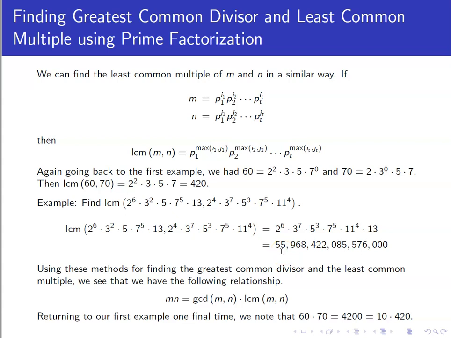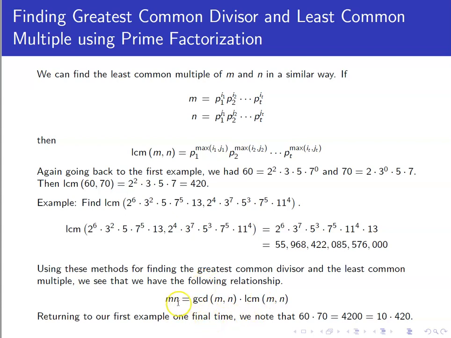In any event, this is how you find the LCM and the GCD when you've got prime factorizations. Again, for GCD, we'll pick the smaller. For LCM, we'll pick the bigger of the exponents and put those on the primes that appear in the factorizations of the two numbers. Using this idea, we notice that we have the relationship that the product of the two numbers must be equal to the greatest common divisor of the two times the least common multiple of the two.